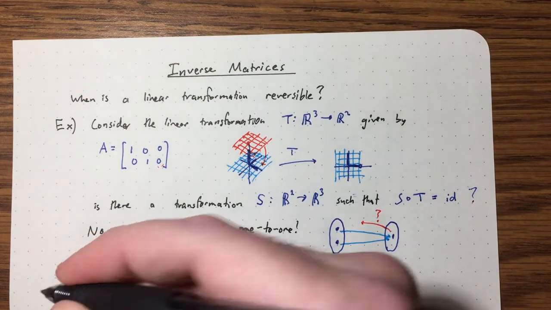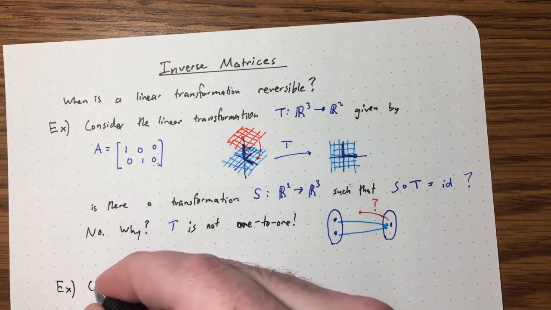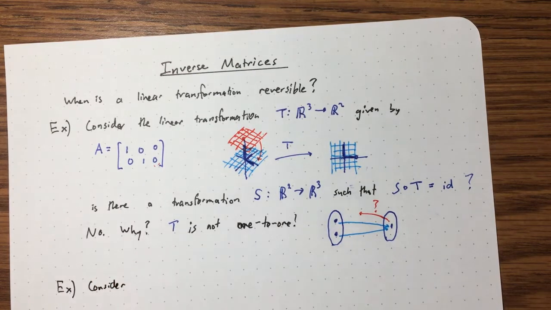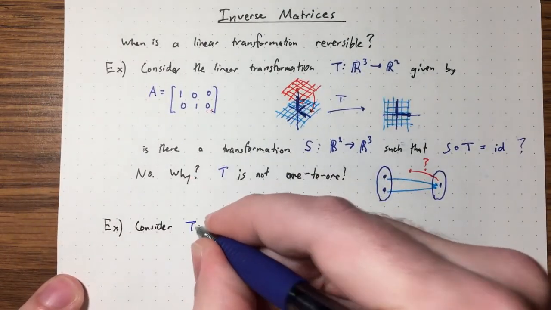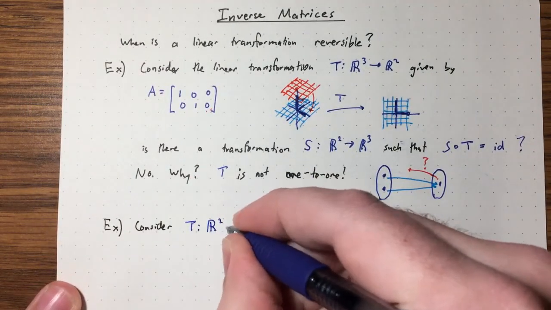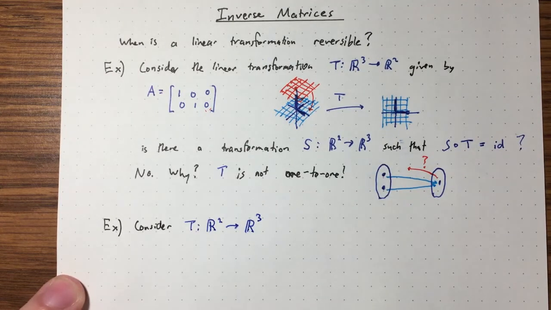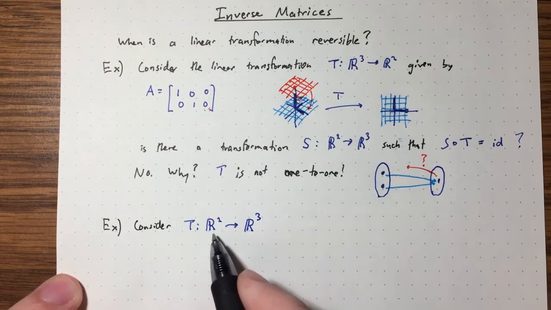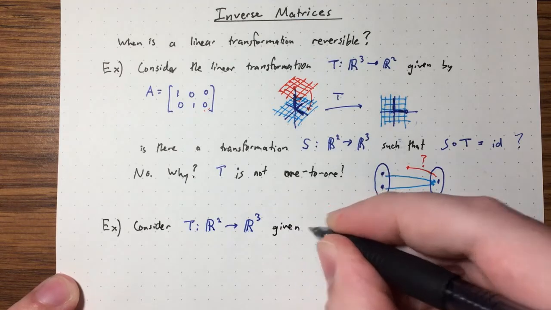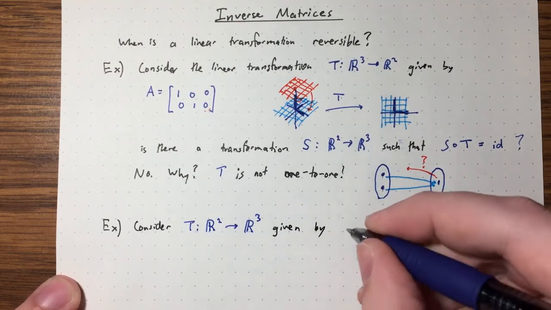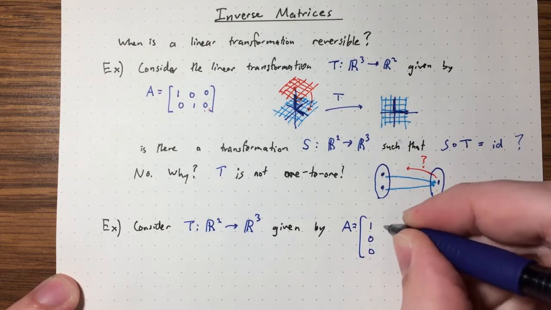Let me do another example. Now let's consider a different linear transformation, also called T. Let's go from R2 to R3 this time. So we're including a smaller space into a bigger space. This transformation might also involve some collapsing, but I'll have to tell you exactly what it is. So it's given by this matrix: 1, 0, 0, and then 0, 1, 0.